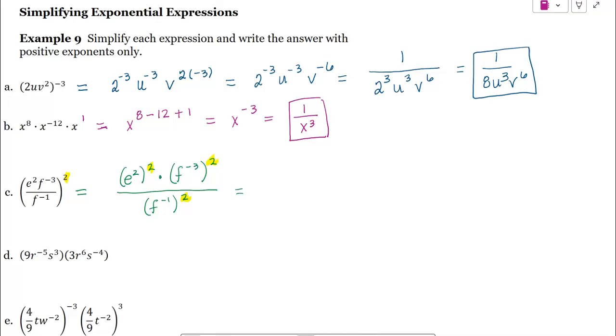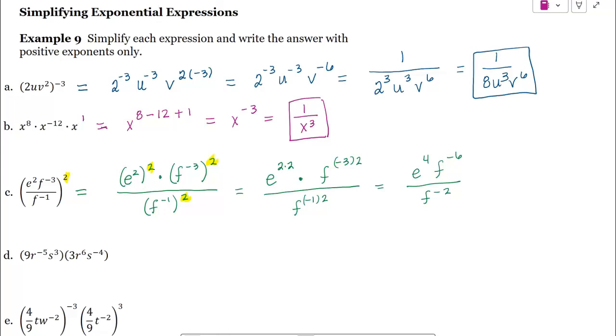All right, so e squared and then squared again is e to the 2 times 2. Then I'll have f to the negative 3 times 2. And in the denominator, f to the negative 1 times 2. So I've got e to the 4th, f to the negative 6th, and f to the negative 2nd power. So we still have a little bit of simplification that we can do because we've got f in the numerator and we've got f in the denominator.